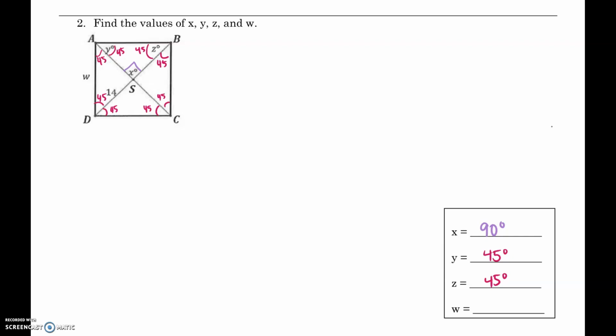Lastly, they want us to find w, which is going to be this side of the square here. So the triangle that'll help us find this is going to be this blue highlighted triangle. I'm going to draw it out separately. So we have our right angle. We know that angle A and angle D are 45 degrees each in this triangle. We also know that segment DS measures 14.